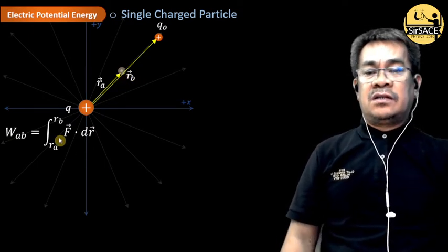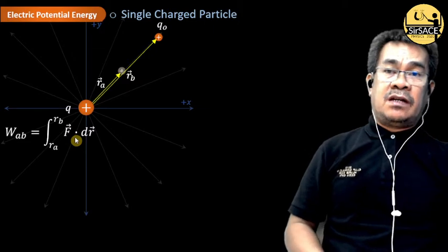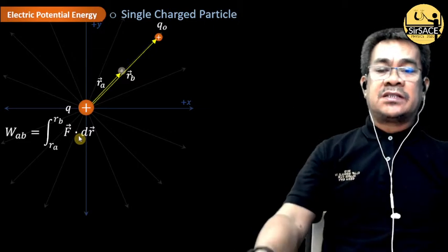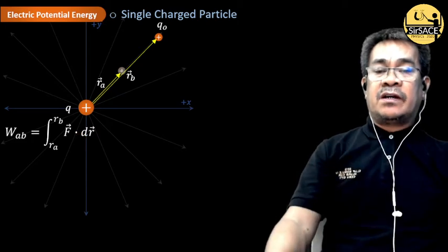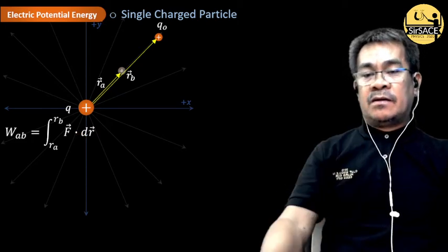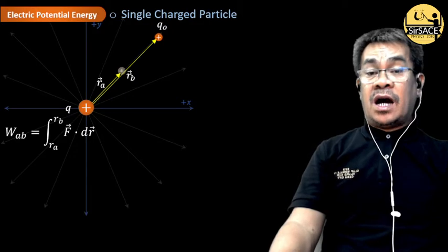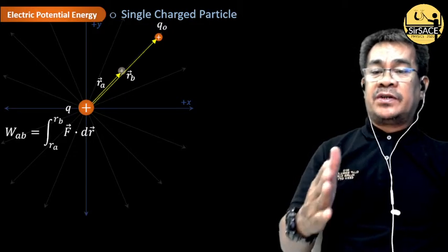Now take note that the dot product, in vector analysis, is just the magnitude of the two vectors multiplied by the cosine of the angle between the two vectors, the force and the displacement.